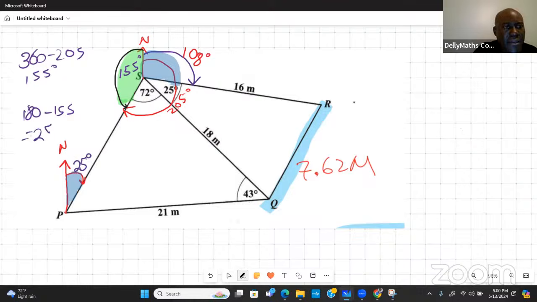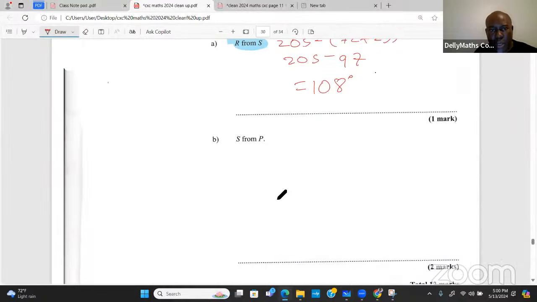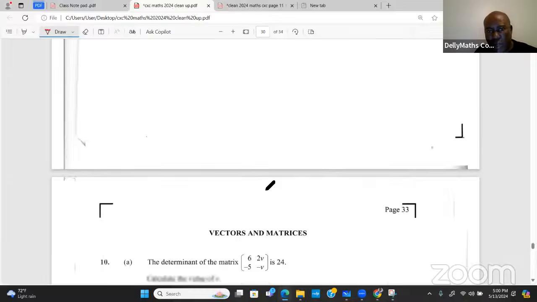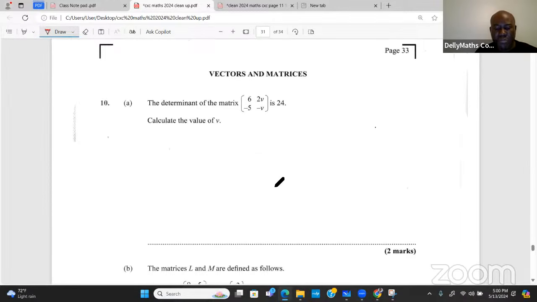And there it is, right there. We're done. 25 degrees right there. So it's all about putting together all the little principles and ideas and walking ourselves through it. So we just got that 25 degrees. We're at question 10. And last, we're at the vector and matrices question. Let us see what they gave in this section.